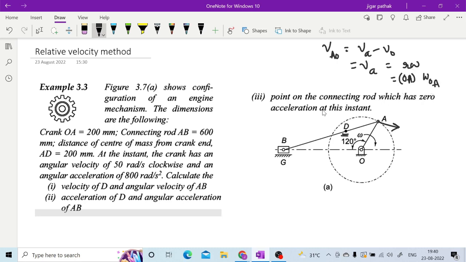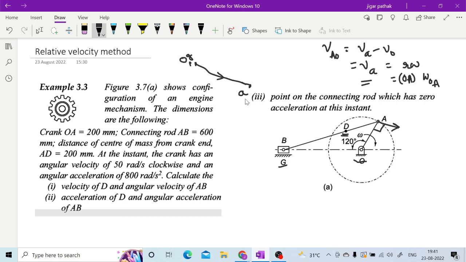So once you have this data, you can draw this particular vector, which is perpendicular to OA. Here O and G are fixed points, so I am putting them as fixed points. From that, this VA we are going to draw, which has magnitude OA into omega OA, and direction perpendicular to the link length OA. This I have drawn in order to get the point A, right? So the very first vector you are going to draw is like this.